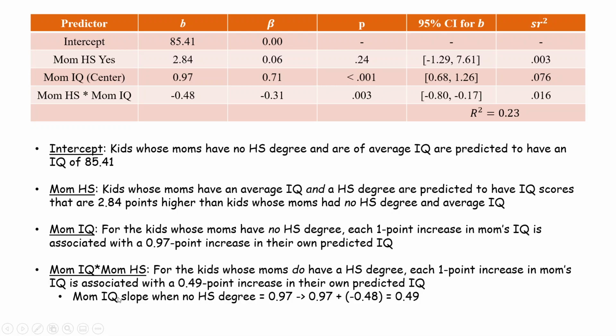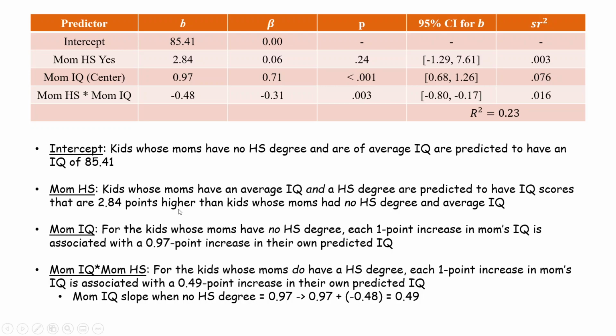So the mom's IQ slope when high school equals 1 is going to be 0.97 plus negative 0.48, which is 0.97 minus 0.48, gives us 0.49. So that's how I got that slope for the interaction. It represents that for the kids whose moms do have a high school degree, each 1-point increase in mom's IQ is associated with a 0.49 increase in their own predicted IQ. Basically, the slope of mom's IQ decreases for the kids whose moms did go to high school, which we already saw from those plots.